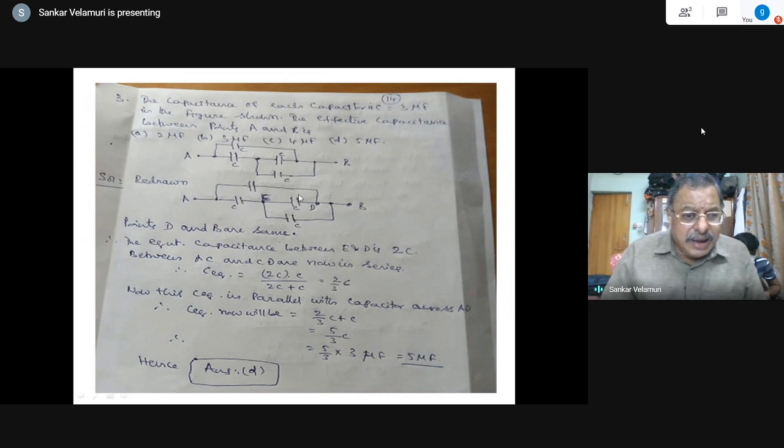Now between A and D, you can see this 2C and C are in series. So the equivalent capacitance is 2C into C by 2C plus C, which is 2/3 of C. And this 2/3 of C is in parallel with the capacitance C. So 2/3 of C plus C is equal to 5 by 3 into C, where C is given as 3 microfarads. So 5 microfarads is the answer. It is tallying with one of the options. If anything is wrong, we will justify it subsequently.